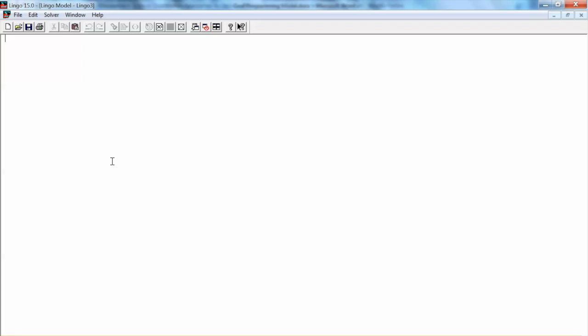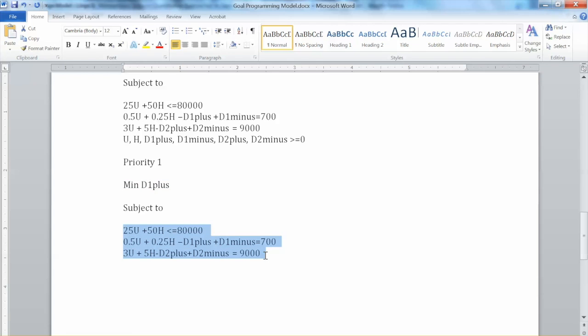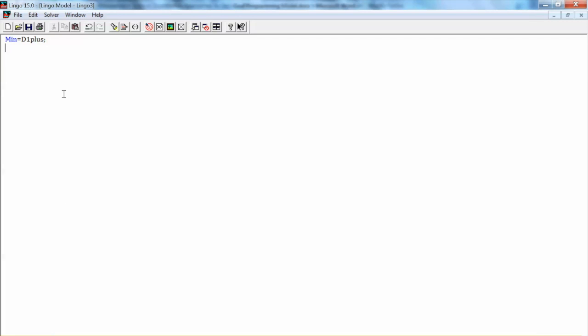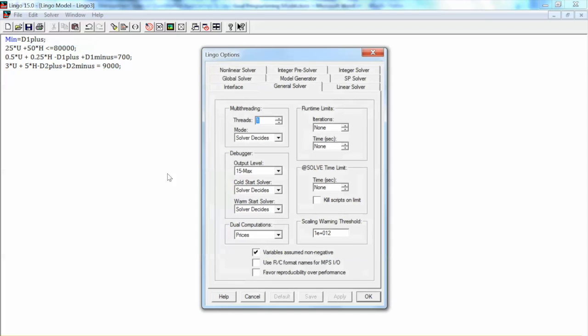To solve it in Lingo, we just copy this model over to Lingo. First, we have the objective function, and then we have the constraints. These are the constraints for priority 1, and we need to add semicolons, asterisks, and multiplications to the equations. Again, we are solving the model for priority 1 with the goal to keep the total risk index at most 700. Similarly, we select the option to have all variables assume non-negative.